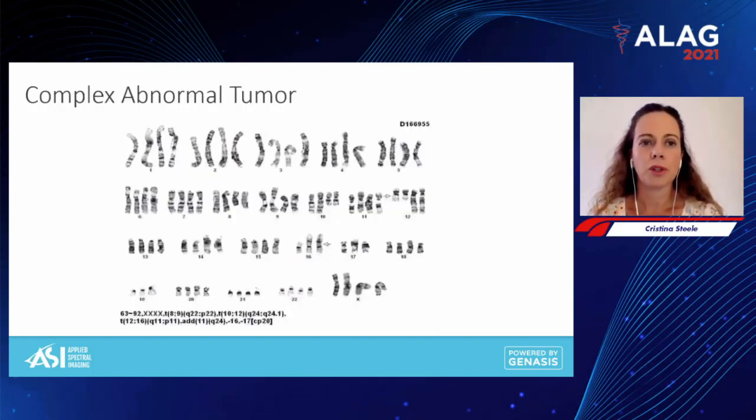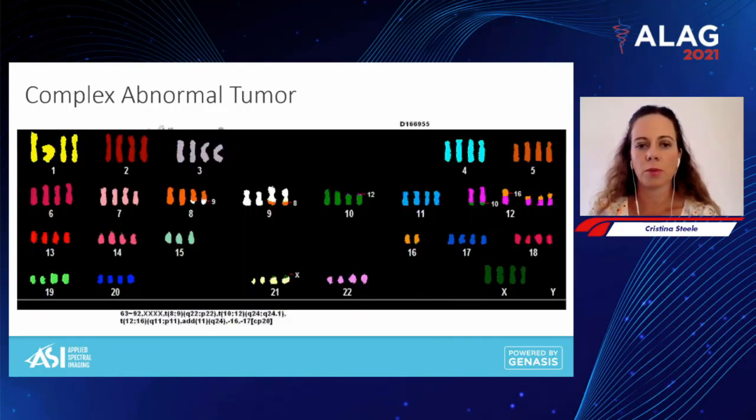Here we have a beautiful G-banded complex abnormal tumor. And with this evaluation with SCAI, we were able to accurately determine the complex translocations that were occurring throughout this abnormal tumor outside of the gains of chromosomes, as you see here.